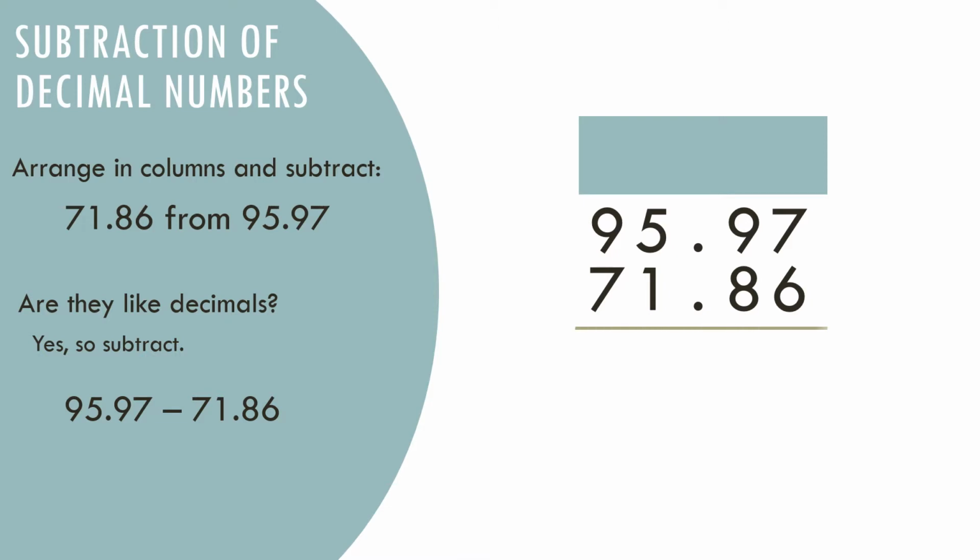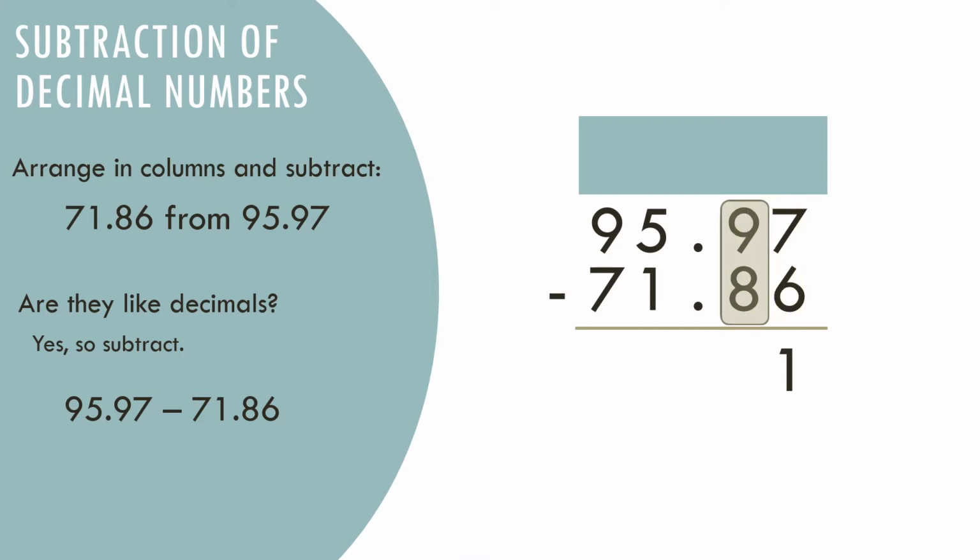Now we draw a line so our answer can go below it, and we write a minus sign on the left to show that we are doing subtraction. See, the decimal point should come one below the other in column. As usual, we start our subtraction from the right. 7 minus 6 is equal to 1, so write 1 below the line.